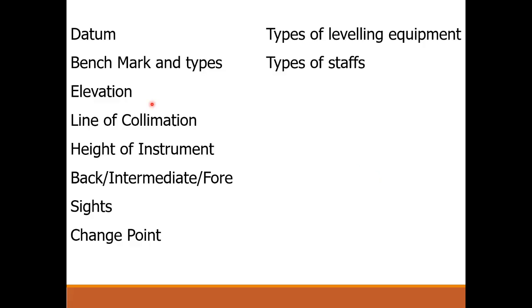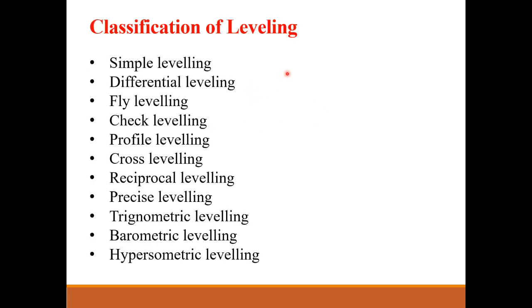This one is datum, benchmark and its types, the elevation, line of collimation, height of the instrument, back, intermediate and foresights, change point, types of leveling equipment, and types of stops. We have discussed in detail all these terms. Then we discussed the classification of leveling. These all were the classifications of leveling.